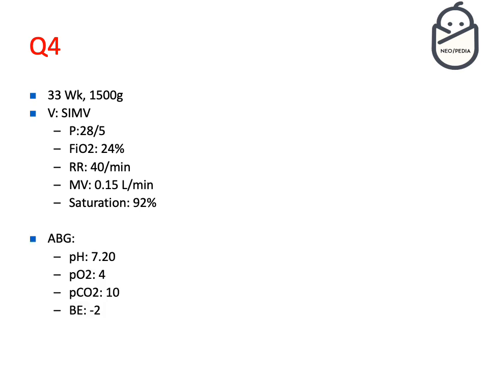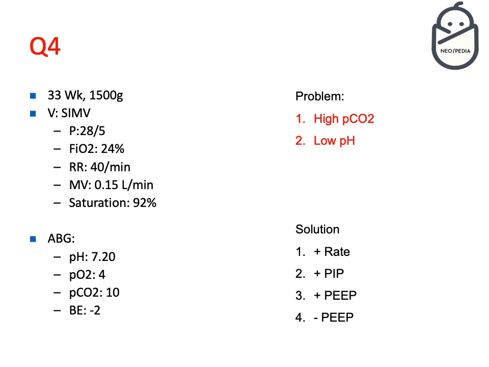And this is the gas again, which is slightly, I would say, acidotic, and the O2 is 4 and the CO2 is 10. So it's mainly respiratory acidosis in this condition. So what's your main problem here now is the high CO2 basically, which is causing low pH respiratory acidosis basically. So what are you going to do in this condition? So would you increase the rate, or increase the PIP, or increase the PEEP, or reduce the PEEP?